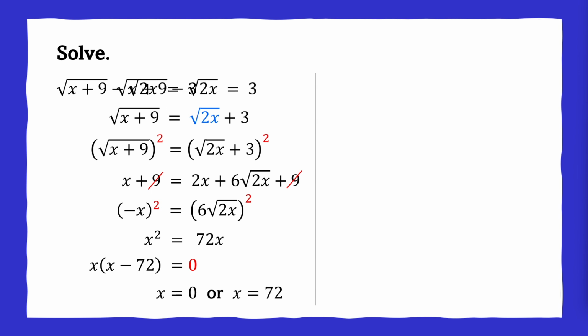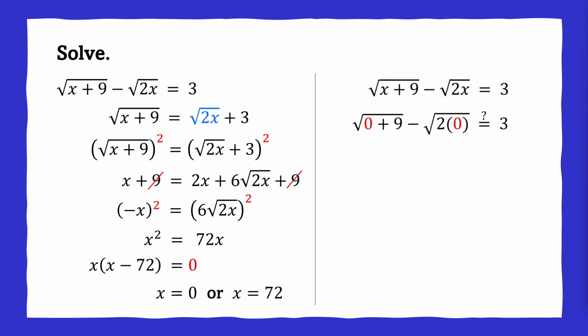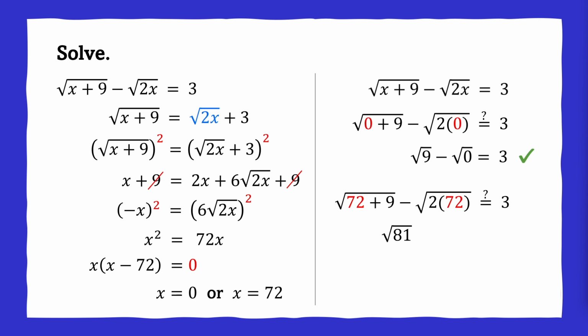Check for extraneous solutions by substituting 0 for x. Simplifying, we get the square root of 9 minus the square root of 0 equals 3, which is true. Substituting 72 for x and simplifying gives us the square root of 81 minus the square root of 144. Simplifying further, we get 9 minus 12, which does not equal 3 because it would give us negative 3. Therefore, the only valid solution is x equals 0.